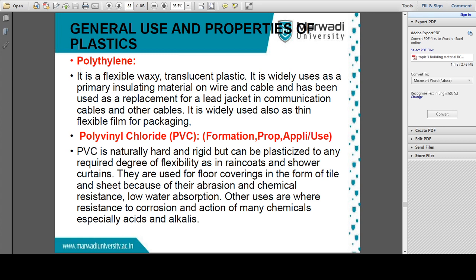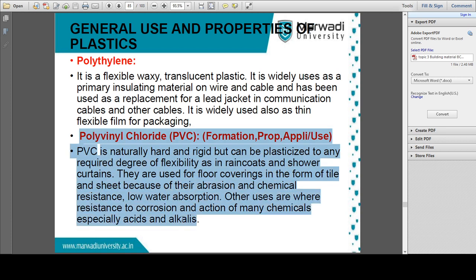Third and fourth category is polyethylene. It is a flexible, waxy and translucent material. Translucent means it is neither transparent nor opaque, so it is the third category of appearance. Widely used, and it has abrasion and good chemical resistance and low water absorption. So for PVC, you simply need to read this entire slide once.